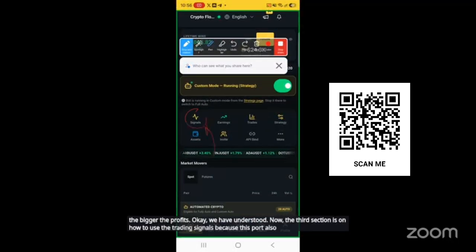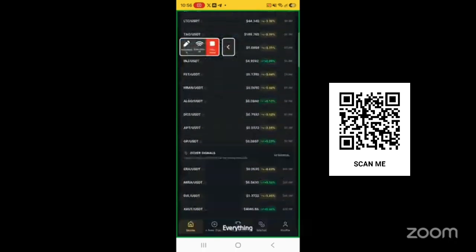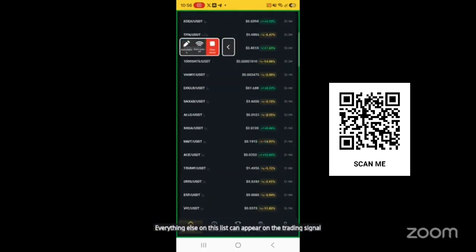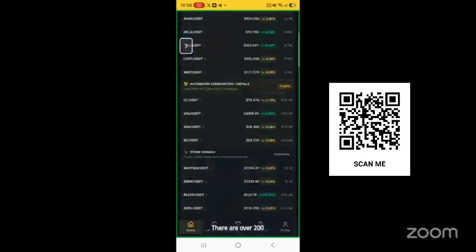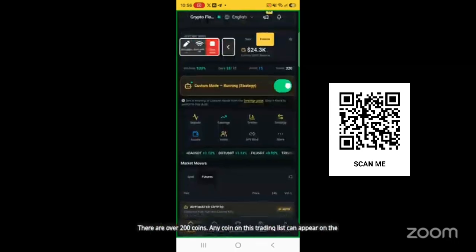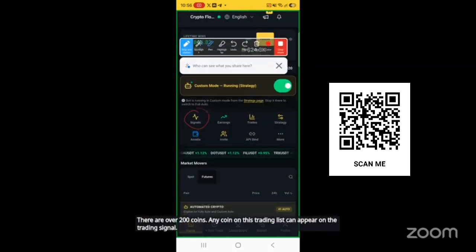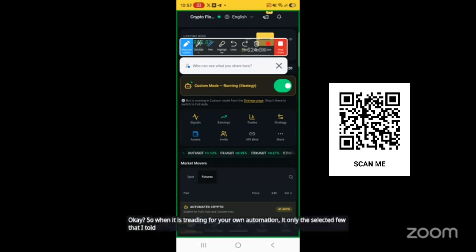because this bot also gives you trading signals. What is very important is that everything else on this list can appear on the trading signal. Every coin that you see here, there are over 200 coins. Any coin on this trading list can appear on the trading signals. So when it is trading for you on automation, it only selects the selected few that I told you. But on signals, it gives you a choice to trade signals that are not a part of the automated trading channel.